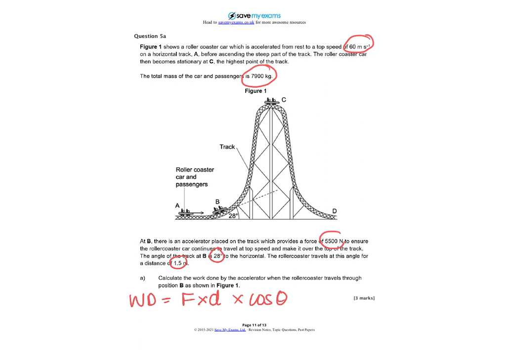So we're going to take the force, 5,500, times it by the distance 1.5, and times it by cos 28. When we do that, we will get the work done as 7284 joules, which is roughly, to two significant figures, 7,300 joules.